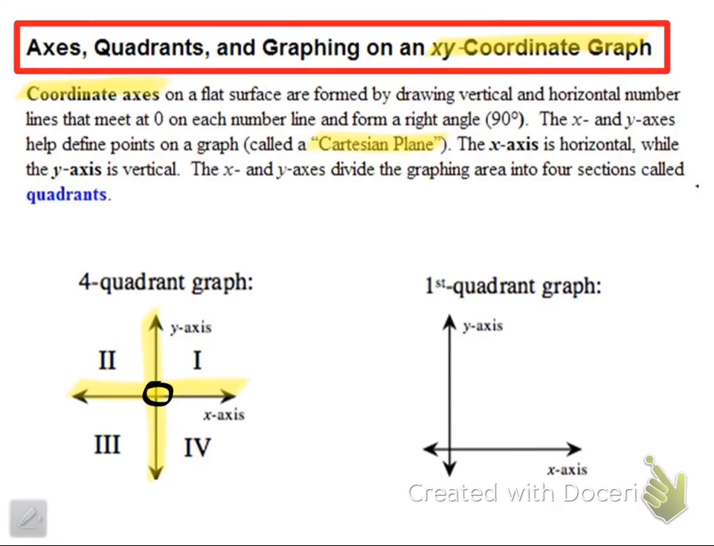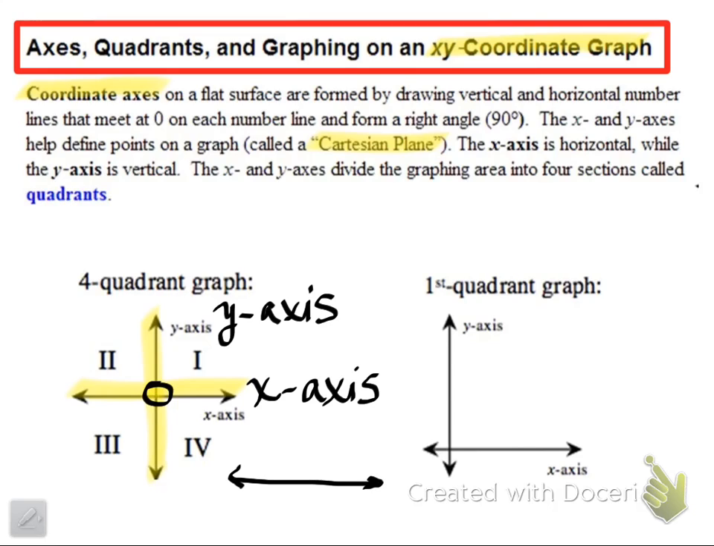So we have the x-axis, which is our horizontal axis. We have our x-axis here. And if this is our x-axis, by default we know that this is our y-axis. So we will always move x directions horizontally, and we will move y directions vertically, just as shown in our 4-quadrant graph here.